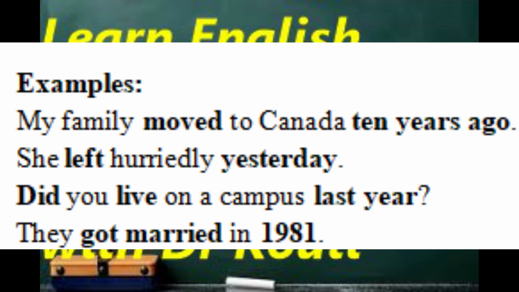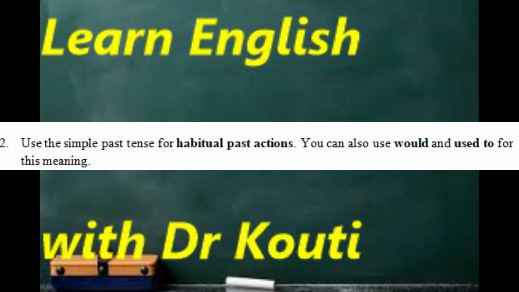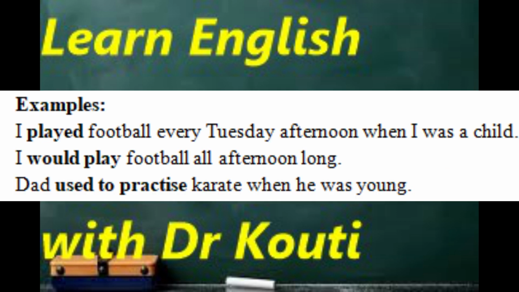Good. Number two, use the simple past tense for habitual past actions. You can also use would and used to for this meaning. Let's take these examples. I played football every Tuesday afternoon when I was a child. I would play football all afternoon long. Dad used to practice karate when he was young. So, in brief, the past simple is used for actions that began and finished in the past, and for habitual past actions.